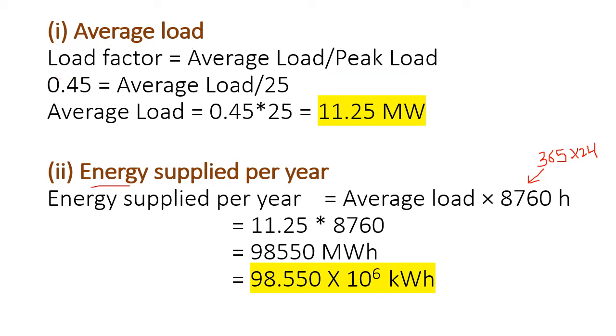Second is energy supplied per year equal to average load, that we just calculated, 11.25 megawatt, and number of hours in a year, that is 365 into 24. So energy supplied per year equals 98,550 megawatt hour. Generally we write it in kilowatt hour, so we can write it as 98.550 into 10 to the power 6 kilowatt hour. This is our second answer.